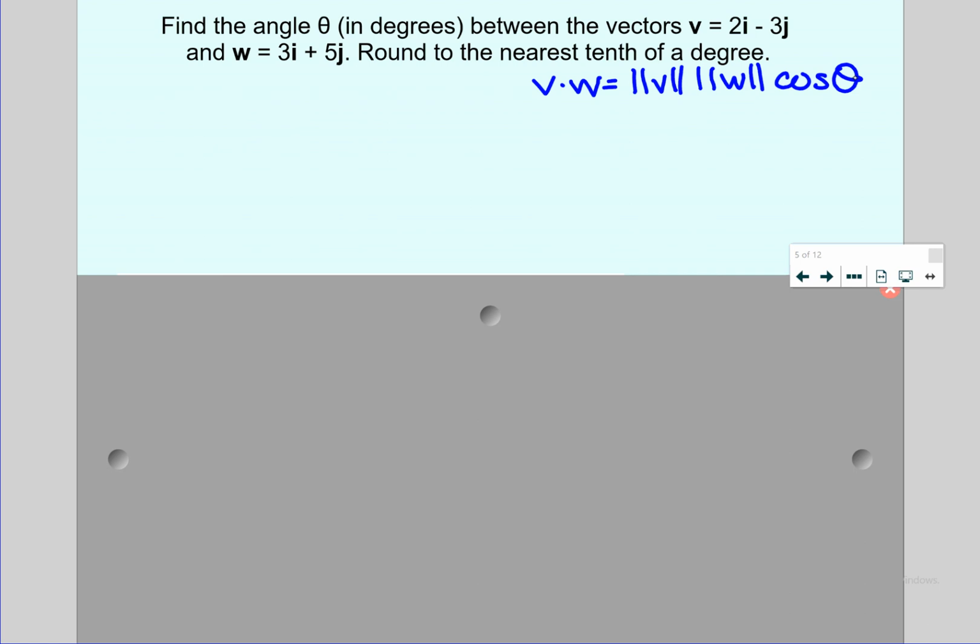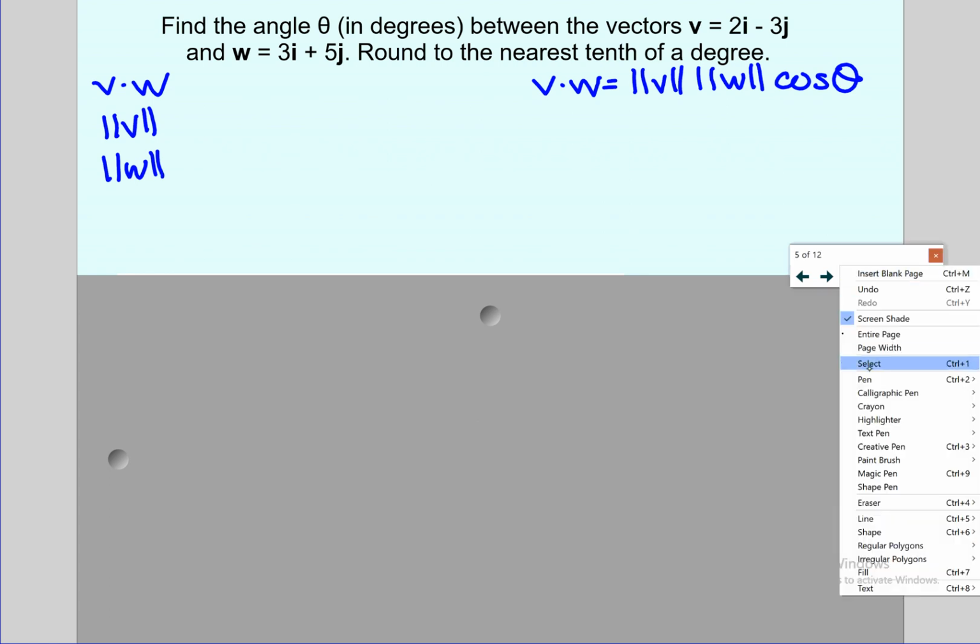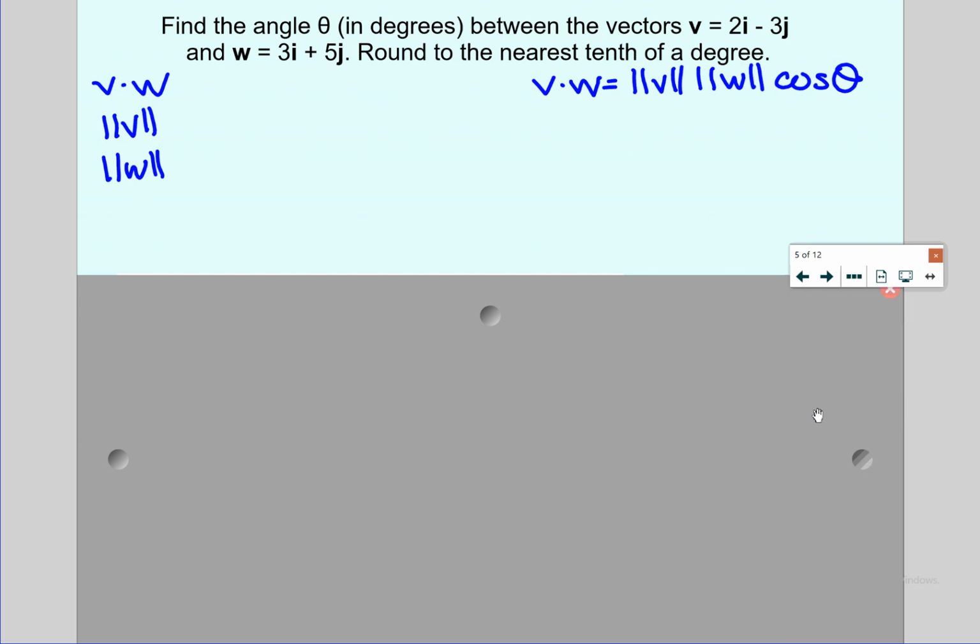Okay, so if I'm going to solve for theta, I need to be able to plug in the other three things. I need to know the dot product of V and W, I need to know the magnitude of V, and I need to know the magnitude of W. And if you have the vectors, you should be able to calculate that. Okay, so dot product, let's do that. That's just multiply the first numbers, multiply the second numbers, add them together, right? So for V and W here, it would be 2 times 3 plus -3 times 5. So what's my dot product?